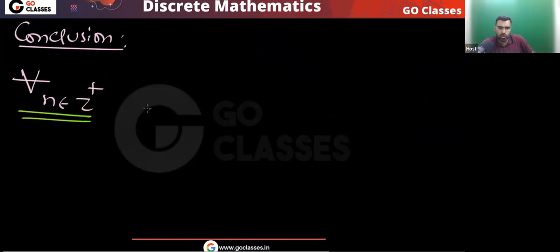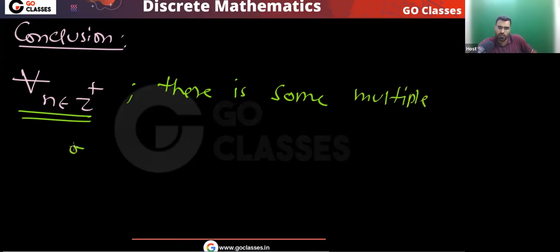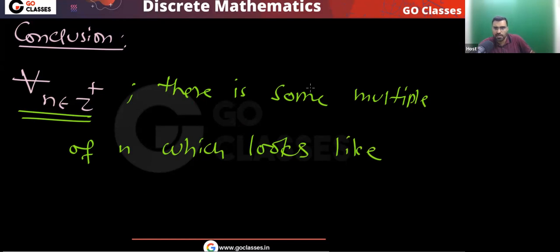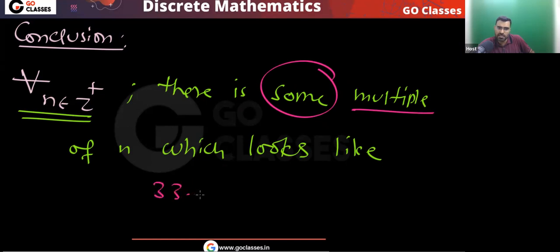Can you notice? Another conclusion I can give you is that for all n belonging to positive integers, for every positive integer, there is some multiple of n which looks like this: 3, 3, 3, 3, followed by 0, 0, 0, 0.